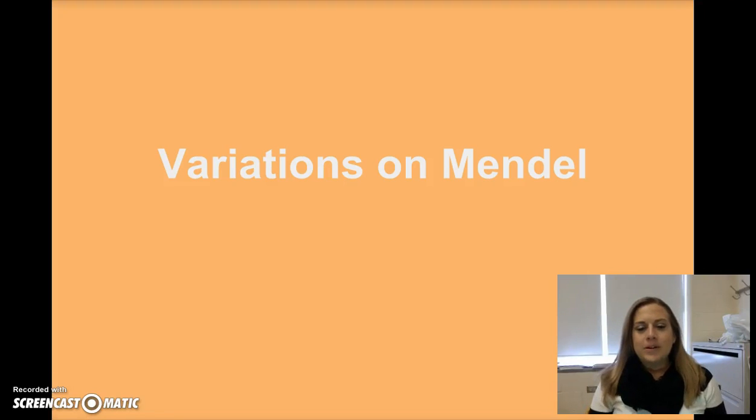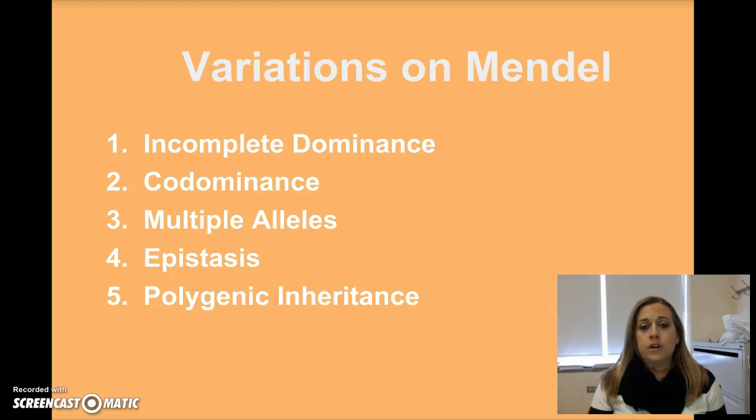Hey guys, today we are going to take a look at variations on Mendel's idea of inheritance. Everything that we've talked about so far, whether we're looking at a monohybrid cross or a trihybrid cross, has been very straightforward dominant recessive relationships when we look at the alleles. So we're going to look at some variations on that. We're going to focus on 5 different things: incomplete dominance, codominance, multiple alleles, epistasis, and finally polygenic inheritance.